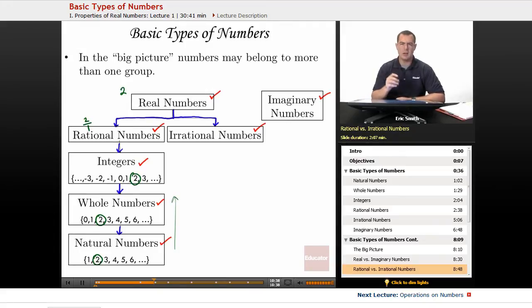So 2 gets to be in all of those categories above it. Let's take one that's not in quite as many groups. For example, let's just take the square root of 3. It's an irrational number. But it's also in the category above it, so it's a type of real number. Okay, not bad.